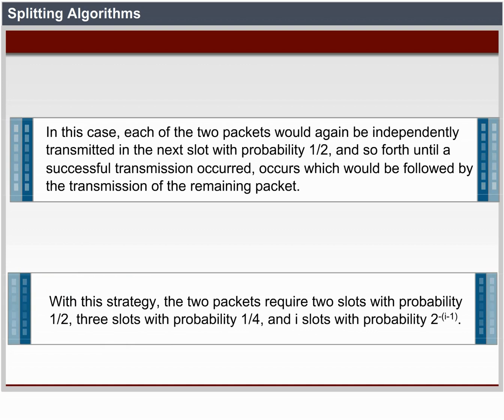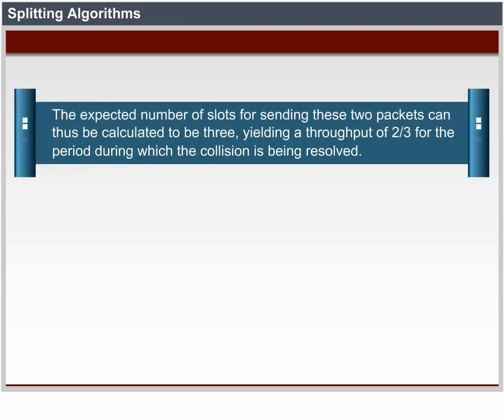With this strategy, the two packets require 2 slots with probability 1/2, 3 slots with probability 1/4, and i slots with probability 2^-(i-1). The expected number of slots for sending these two packets can thus be calculated to be 3, yielding a throughput of 2/3 for the period during which the collision is being resolved.